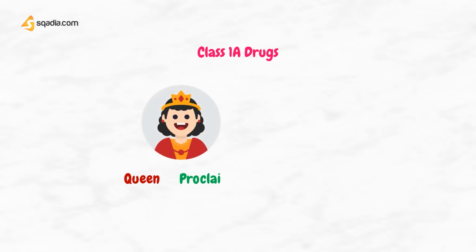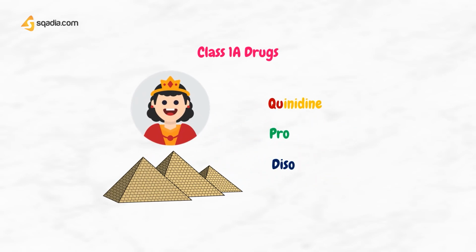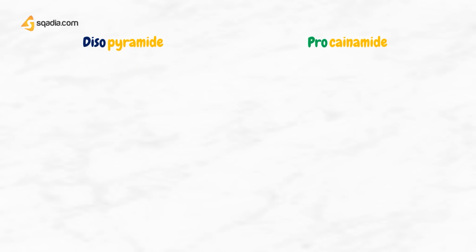For memorizing Class 1 drugs, a mnemonic is used. "Queen proclaims Disse pyramid," which stands for quinidine, procainamide, and disopyramide. Disopyramide is mainly used orally to prevent recurrent ventricular arrhythmias.